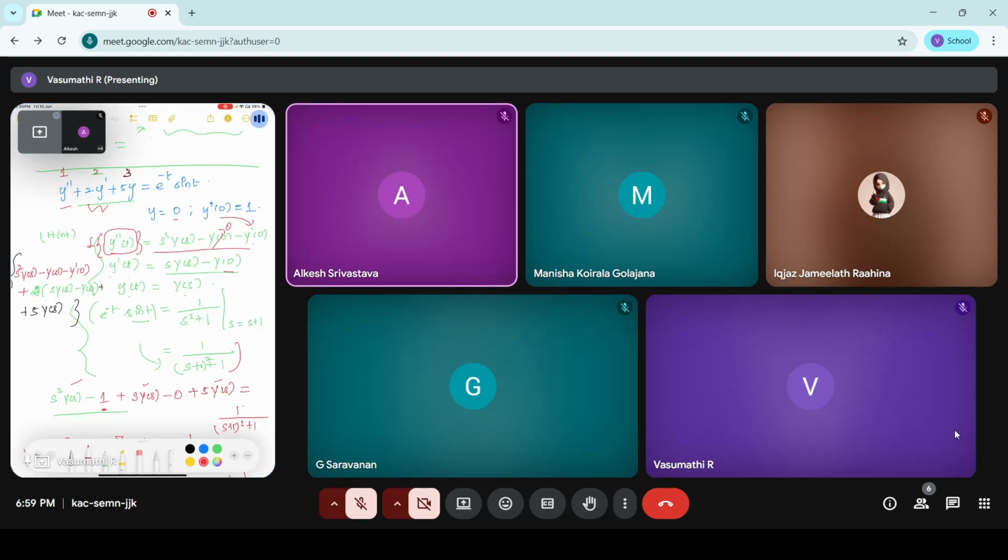Right. Now we are going to substitute whatever values they have given here. They have given y equal to 0, y dash equal to 1. So wherever y is, put 0, and wherever y dash is, put 1.